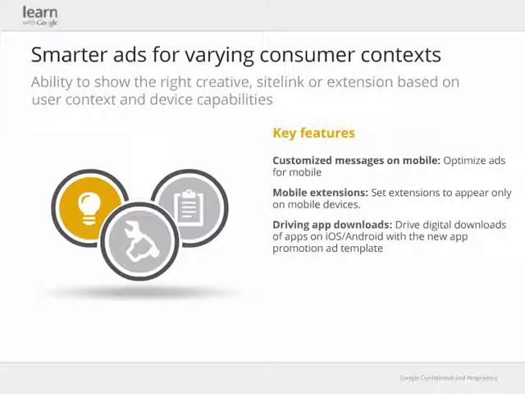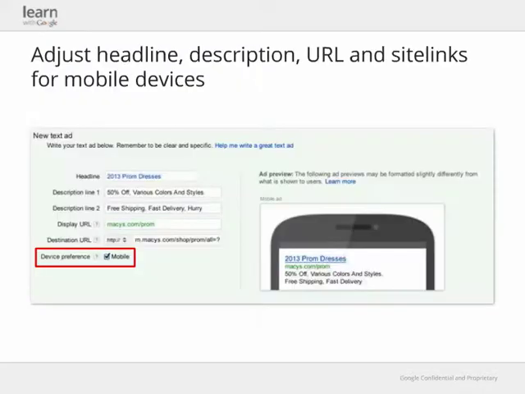Okay, so to give you an example of what this looks like within the UI. So the ability to adjust headline, description, URL, and site links for mobile devices. This is what the user interface now looks like. So a lot of it's similar to what you've seen before, for those of you that are quite familiar with AdWords, and for those that aren't, the greatest new aspect to this portion of the UI is the device preference option here.